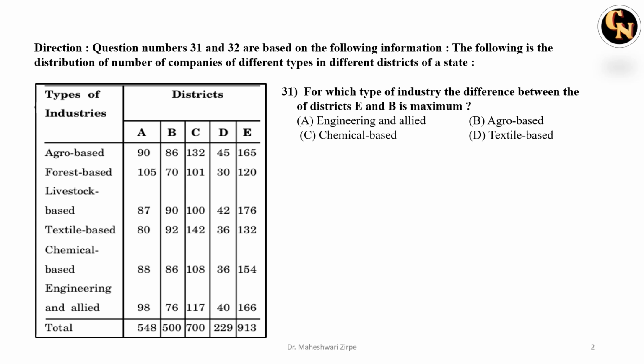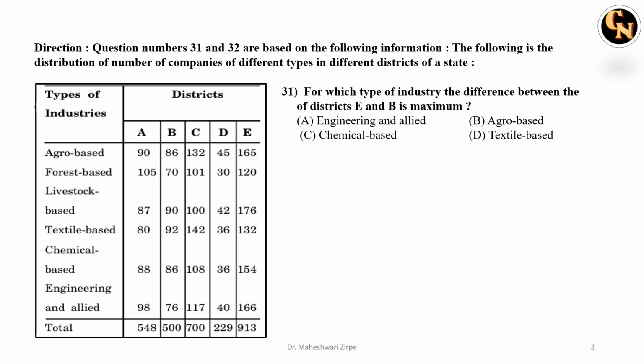You can see here question number 31 and 32 are based on the following information. The following is the distribution of number of companies of different types in different districts of the state. So basically in the table you can see the type of industries they have given, and they have given the 5 districts, and the number of companies in those districts they have distributed in the table. So based on this table we have to solve the questions.